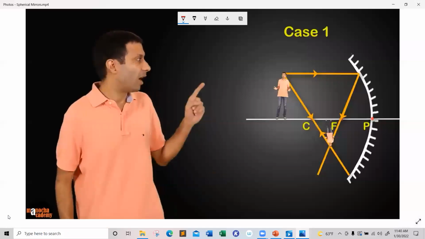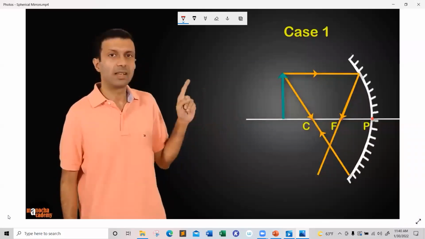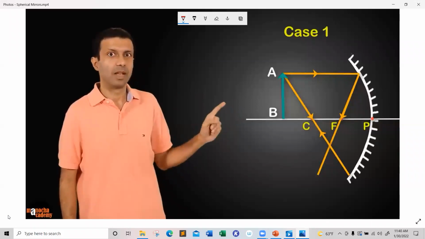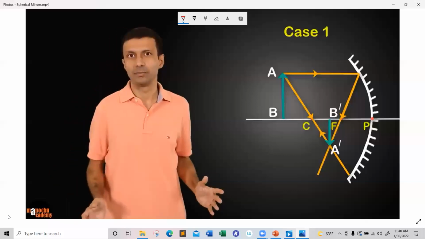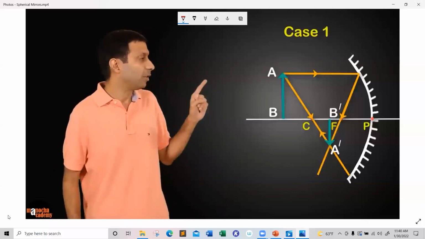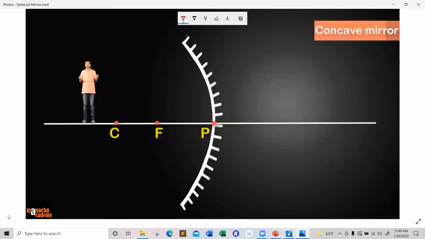I won't be the object there. Usually we use an up arrow to represent the object, and it's marked as AB. And the image is also going to be an arrow and marked as A dash B dash. Here the arrow of the image is inverted since it's an inverted image. Now let me walk closer to the mirror. I'm going to stand at C, the center of curvature for our case.